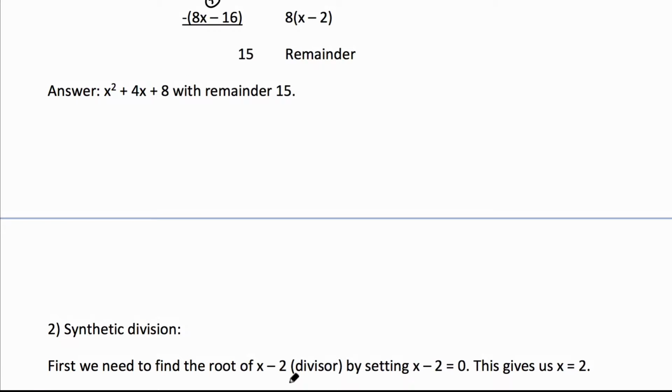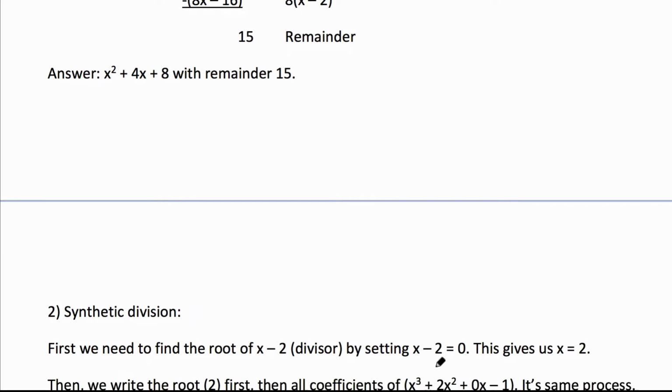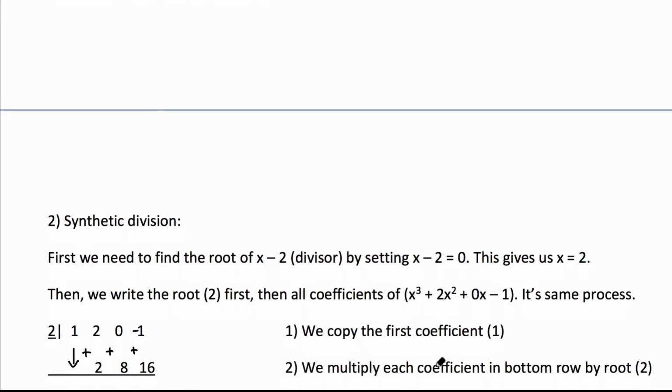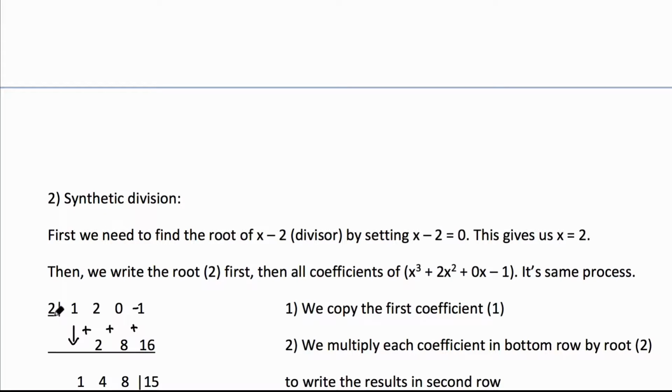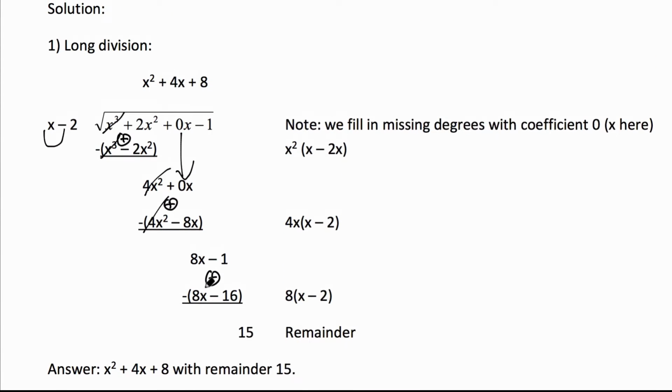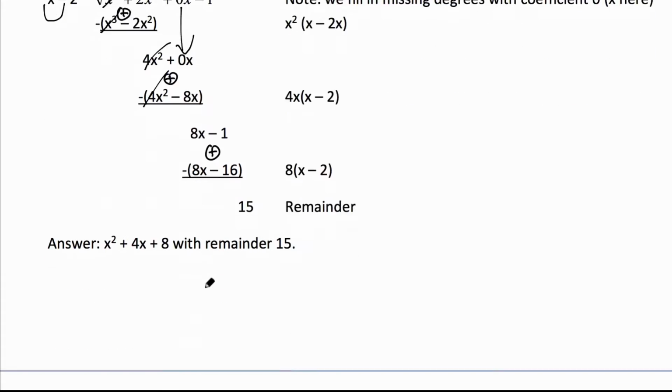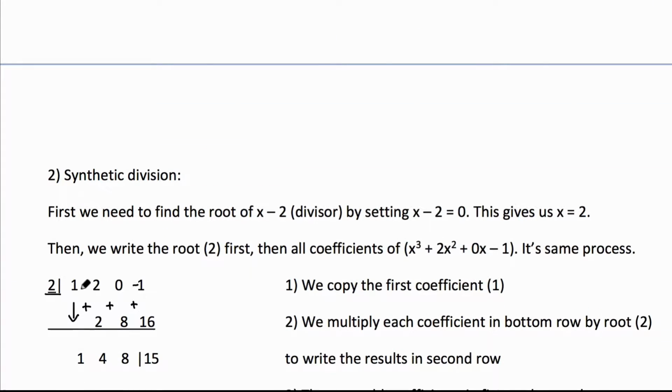Now let's see how it would work with synthetic division. So the first thing we need to do is find the root of x minus 2, basically set it equal to 0, and that gives us x equals 2. So which x makes the linear factor that we're dividing by 0? So it's 2. Good. So we write 2 on the side like this. It's a little bit hard to type with a computer, but it's basically isolated. That's what we're dividing by. Now we write the coefficients of the original polynomial. If we recall, it was x cubed plus 2x squared minus 1.